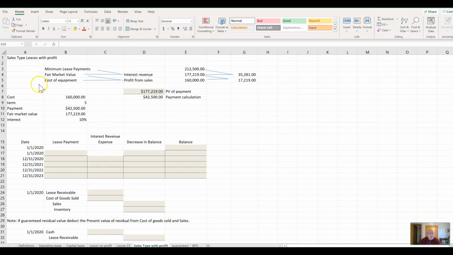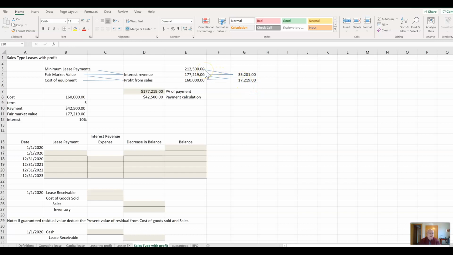And with profit means you have two different ways of making revenue on this one. The first one I have up here is minimum lease payments minus your fair market value is equal to the interest revenue for the entire time of the lease. And the other one is the fair market value minus the cost of the equipment, which is your profit from the sales. And over here are some numbers that you may have.